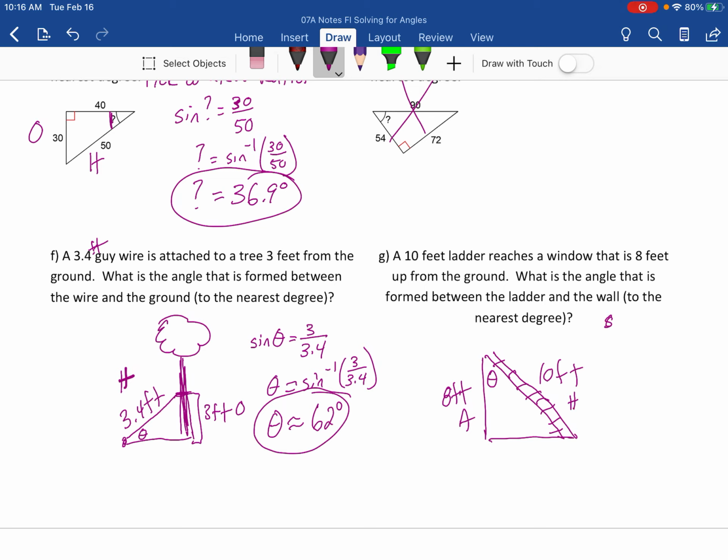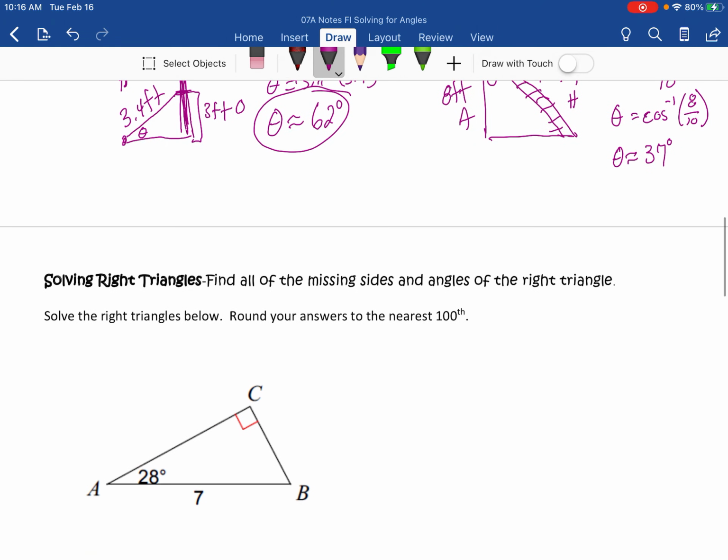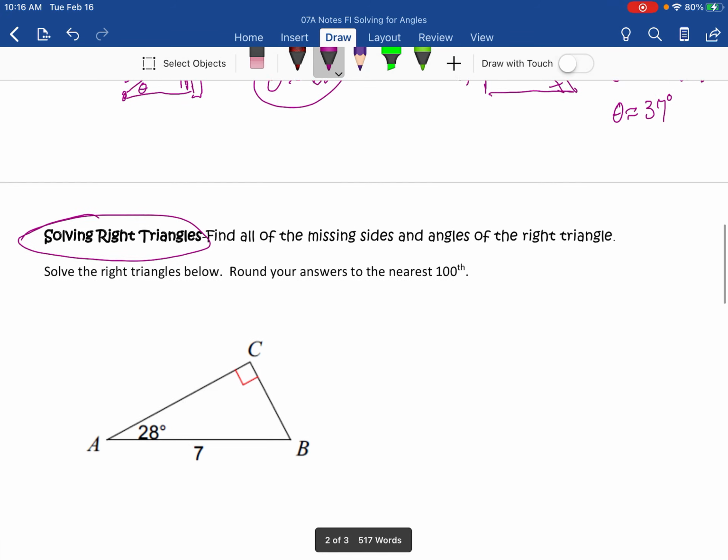Okay, what's the angle that's formed between the ladder and the wall? Okay, so we're trying to find this one right here. So this is the adjacent, this is the hypotenuse, so I'm going to be using cosine. The cosine of my angle is equal to 8 over 10, so my angle is going to be equal to the inverse cosine of 8 over 10, which is going to be approximately 37 degrees.